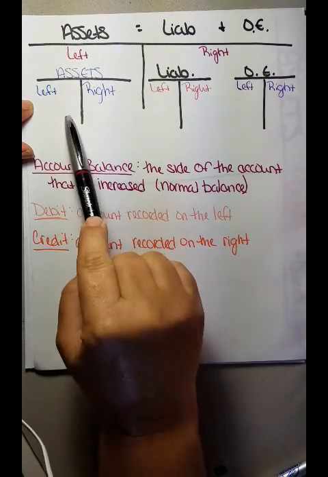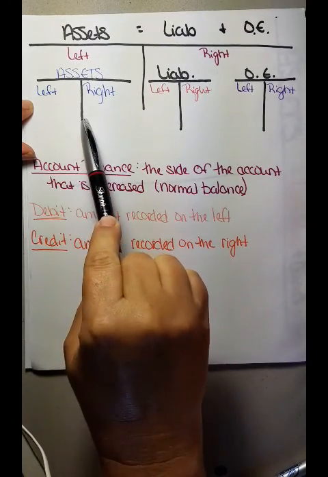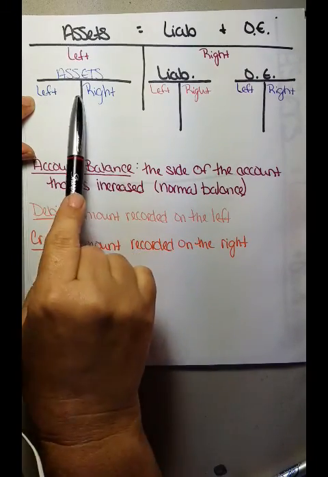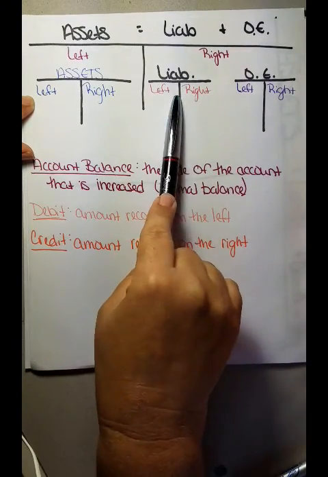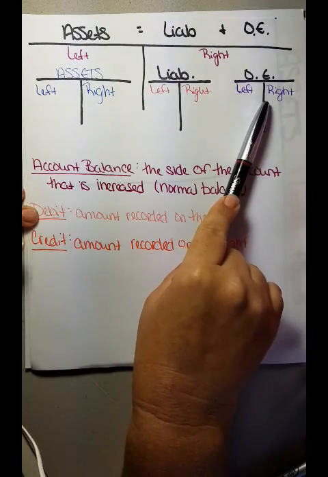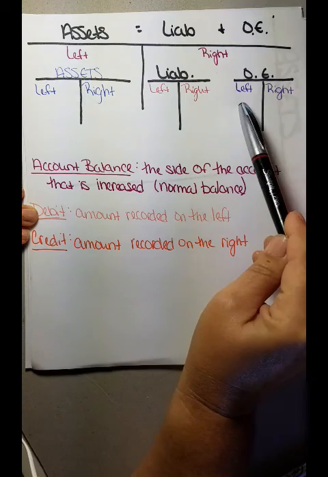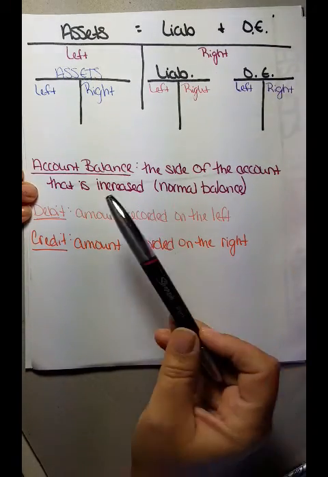So here I've just broken it down. Assets on their own little T. They're on the left side of the line, and they also have a left and right. Liabilities are on the right side of the big T account. They have a left and right, and owner's equity has a left and a right.